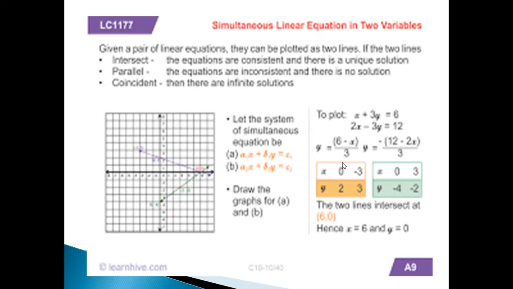with this statement. Simultaneous linear equations in two variables. Given a pair of linear equations, they can be plotted as two lines. If the two lines intersect, the equations are consistent and there is a unique solution. I already told this. When they are parallel, the equations are inconsistent and there is no solution. If they are coincident, then there are infinite solutions. The equations are dependent.